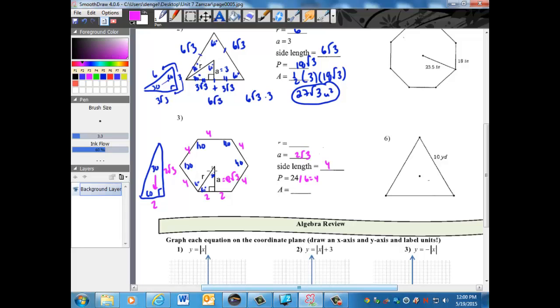And our radius is going to be 2, our short leg, and then doubled, so radius is 4. And so the area is going to be 1/2. A is 2 rad 3, and perimeter is 24, and that would give us 24 rad 3 units squared.